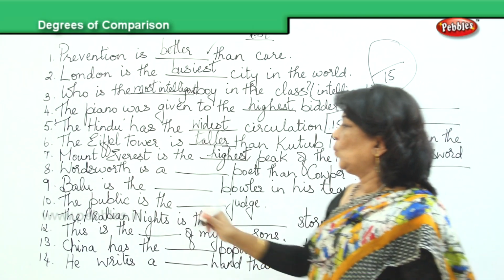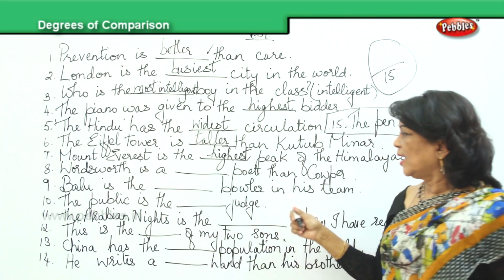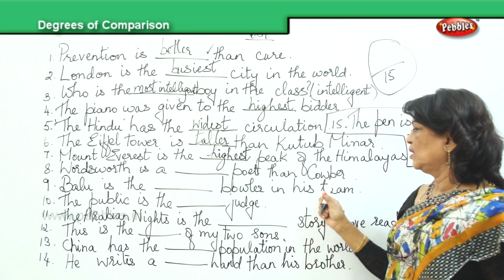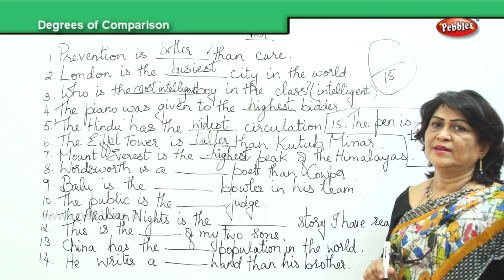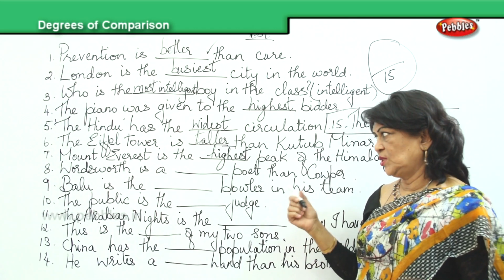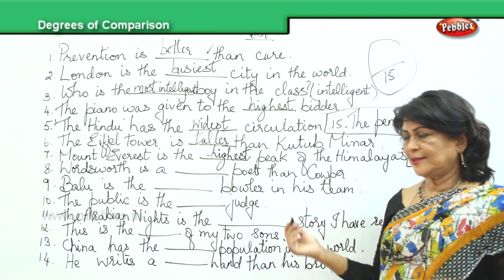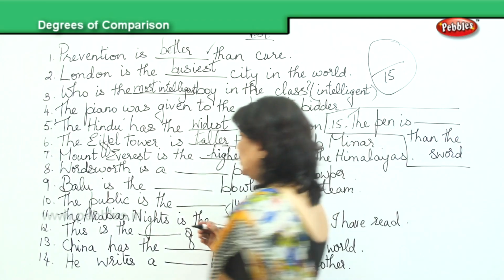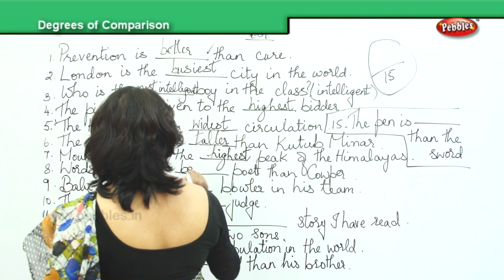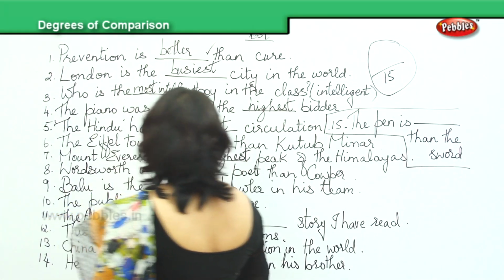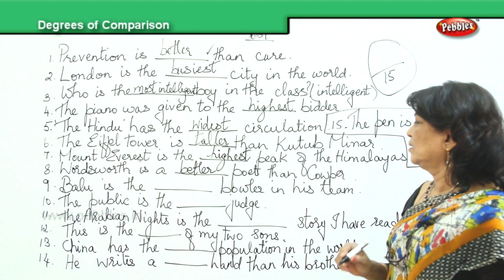Okay. Wordsworth is a dash poet than Cowper. Will you say worst poet or a better poet? Yes. Wordsworth is a better poet than Cowper.